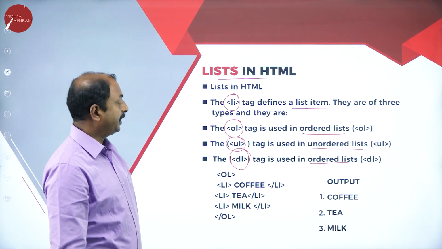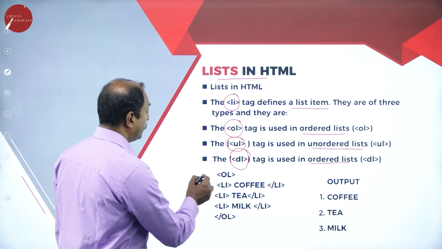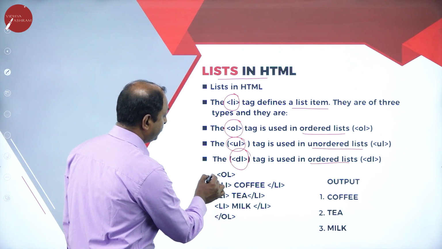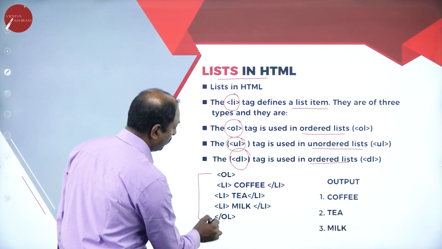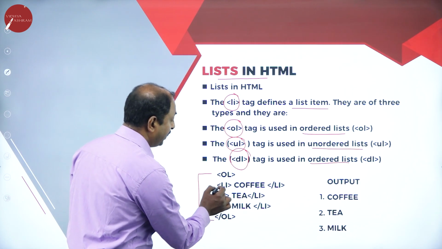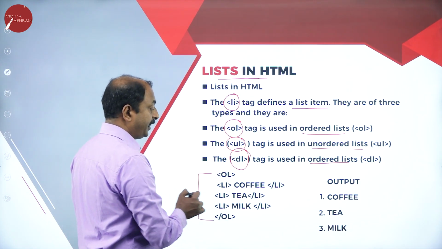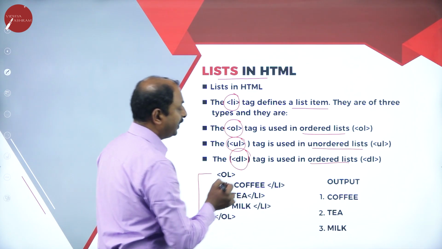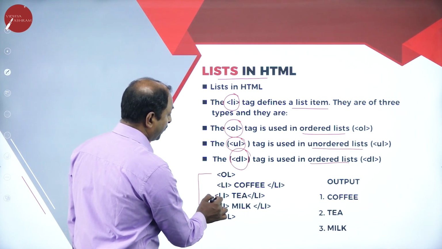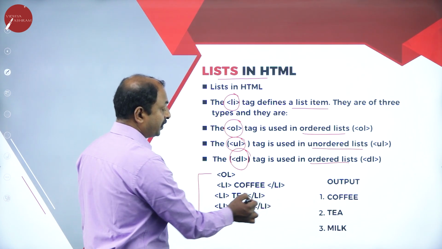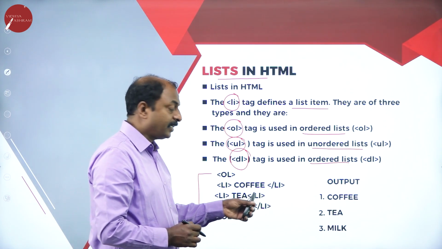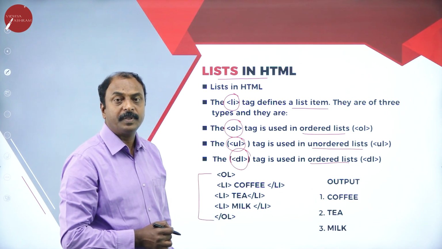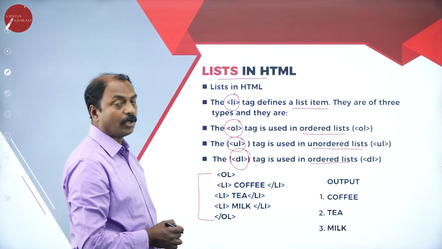Let us see an example now. In the example, OL stands for ordered list. This is an opening tag, and this is a closing tag. In between, we have the list items. LI stands for list item, for example, coffee, closing with the list item tag. Again, these are open and close LI tags within the list tag. In between, we write the information or content to be displayed in the form of a list.